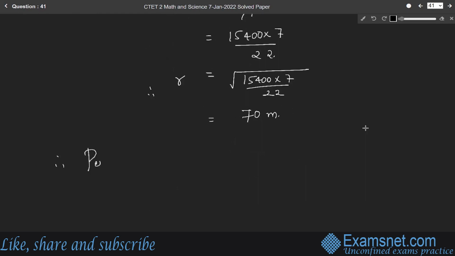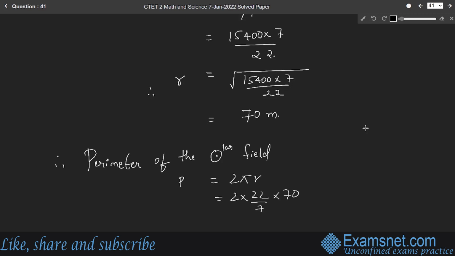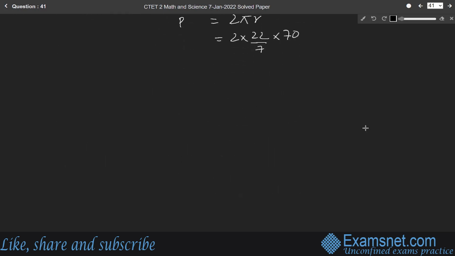Therefore, perimeter of the circular field, P is equal to 2 pi r. So here 2 into 22 by 7 into 70. Right? So 7 into 10 is 70, which is 44 into 10, which is 440 meter. Perimeter of the circular field is 440 meter.